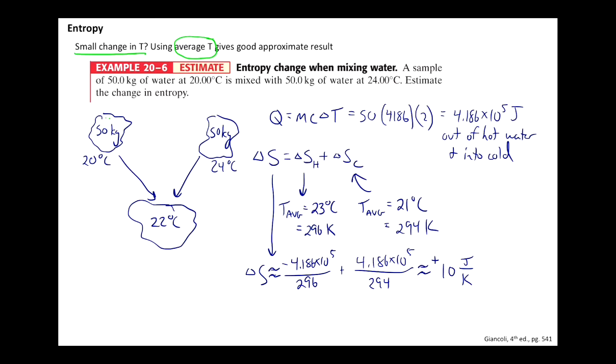Once everything has mixed to 22 degrees Celsius, there's a little bit less order. I can no longer do anything to extract work from this. I can't create a heat engine. And that's reflected by an overall positive change in entropy. There's an increase in disorder. Okay?